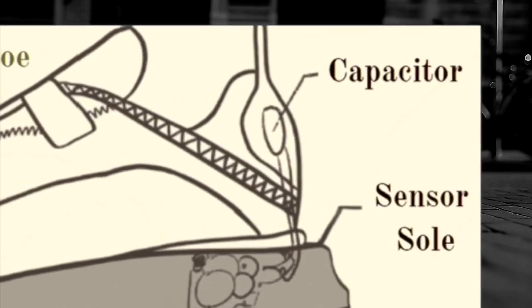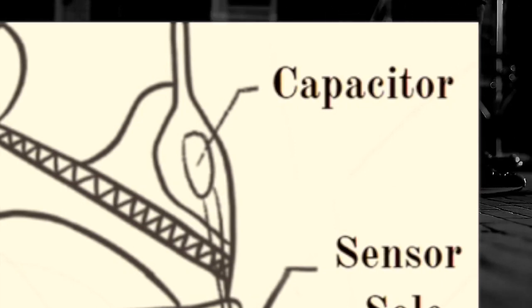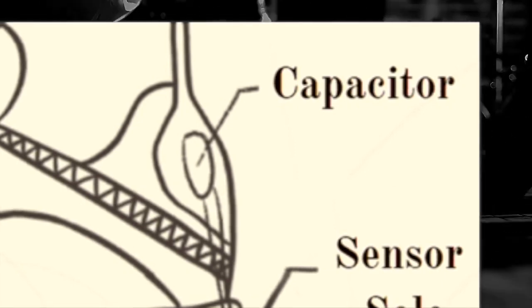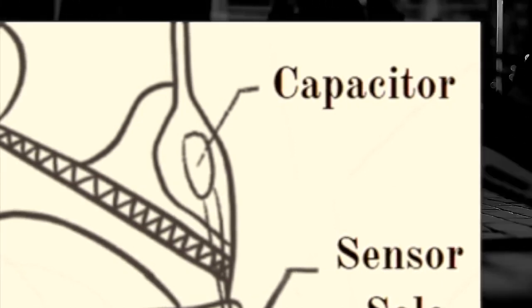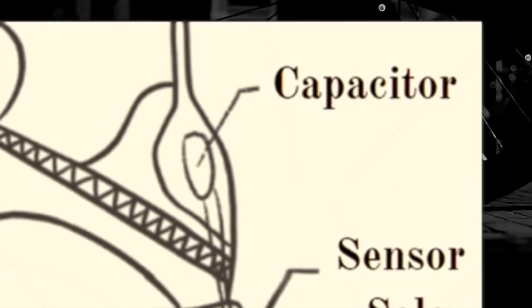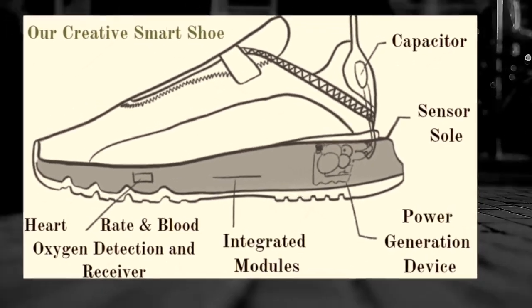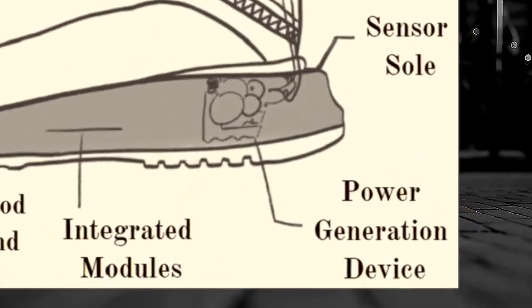Fourth, as for the capacitor, it is used to store extra energy that can be used while idle, like sitting or standing. Also, by putting it at the heel, we can make it less prone to impact when compared to other places. Fifth, the power generation device.